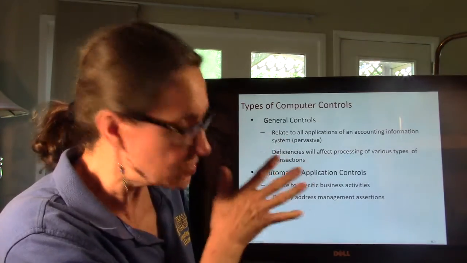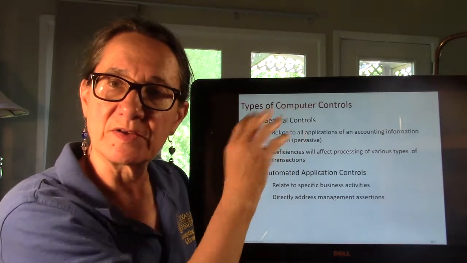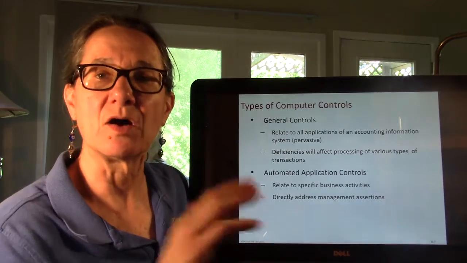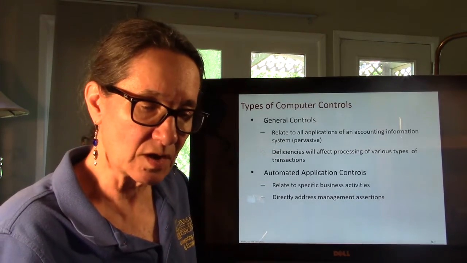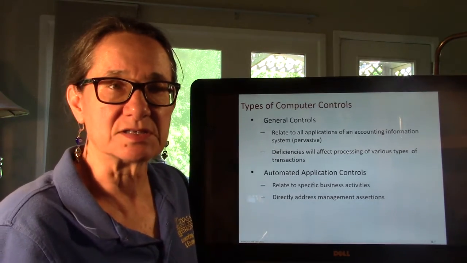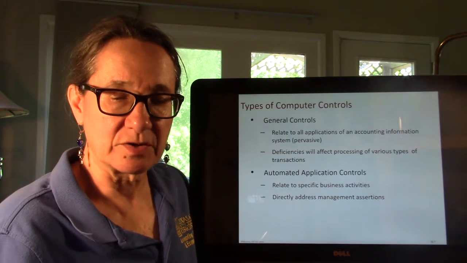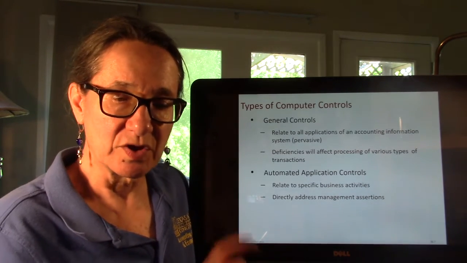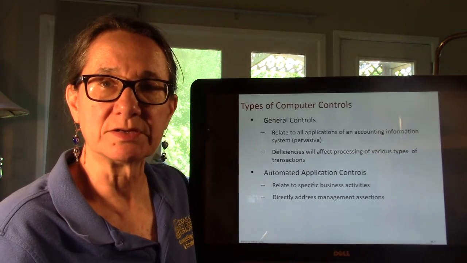So there are two different categories, and we'll talk about both. We're going to talk about general controls first, which apply across the entire system, whatever it is. And then in another video, we'll talk about application controls. So on the next video, we'll talk about general controls.